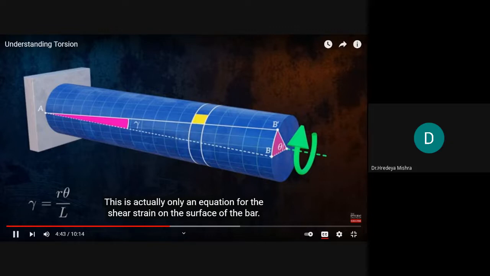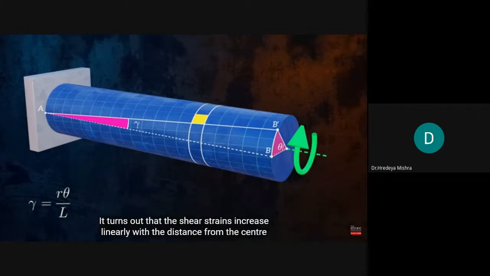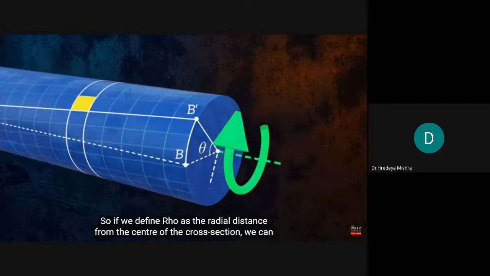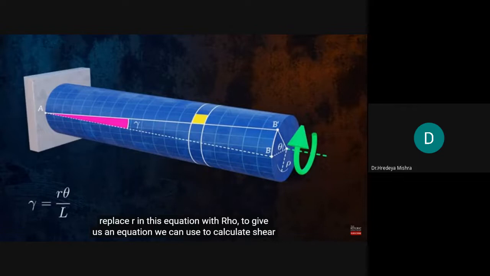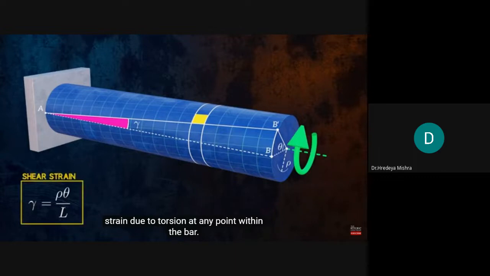Okay, so we now have an equation for the shear strain on the surface of the bar. But what about inside it? It turns out that the shear strains increase linearly with the distance from the center of the cross-section. So if we define ρ as the radial distance from the center of the cross-section, we can replace r in this equation with ρ to give us an equation we can use to calculate shear strain due to torsion at any point within the bar.